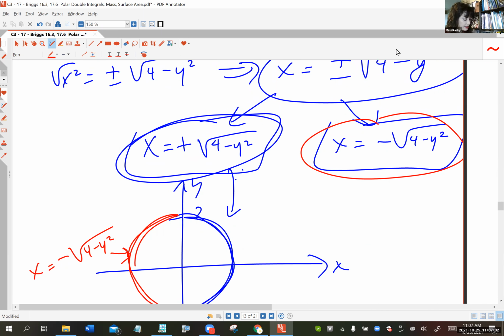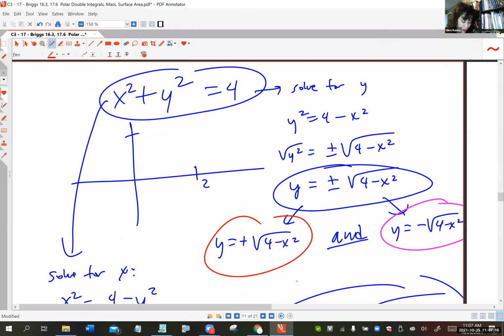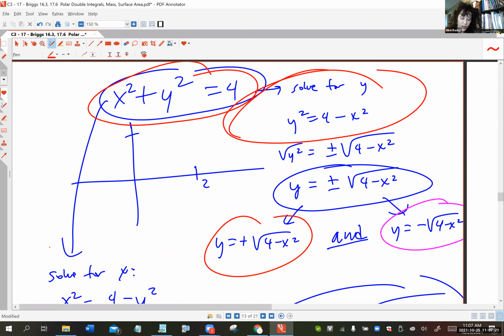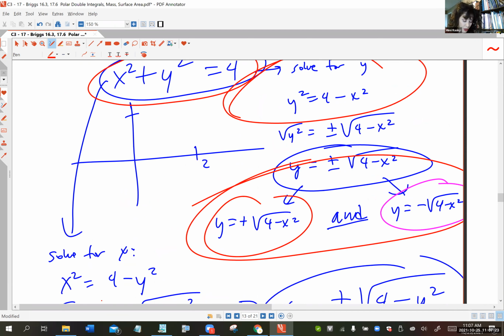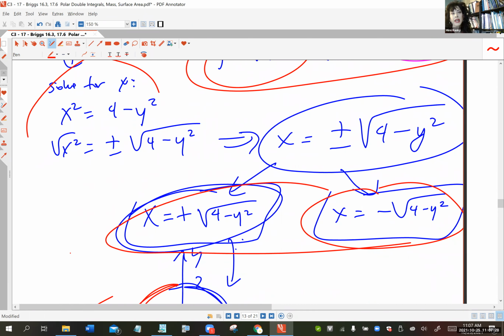So I wanted to take this little side trip here to make a very important point, because when you're doing polar, you have to know these little factoids about breaking down a circle equation and rewriting it as either a function of x, like these two, or solving for x, where you'll get functions of y. And as you know, that's important, especially if you're switching the order of integration.